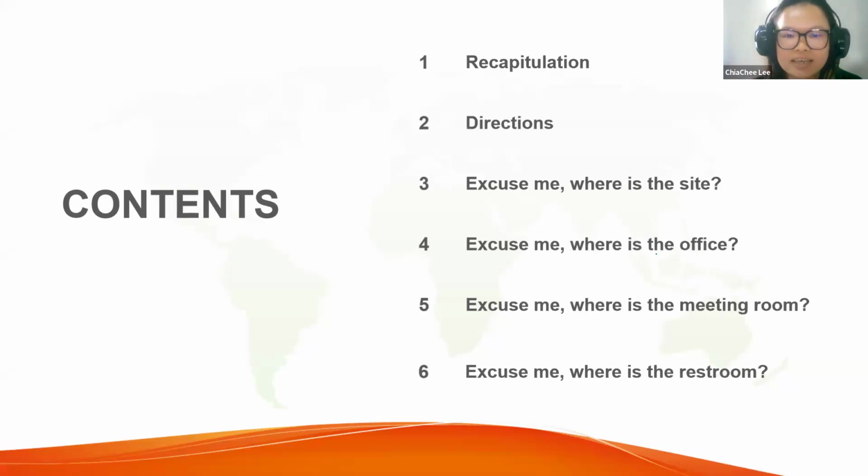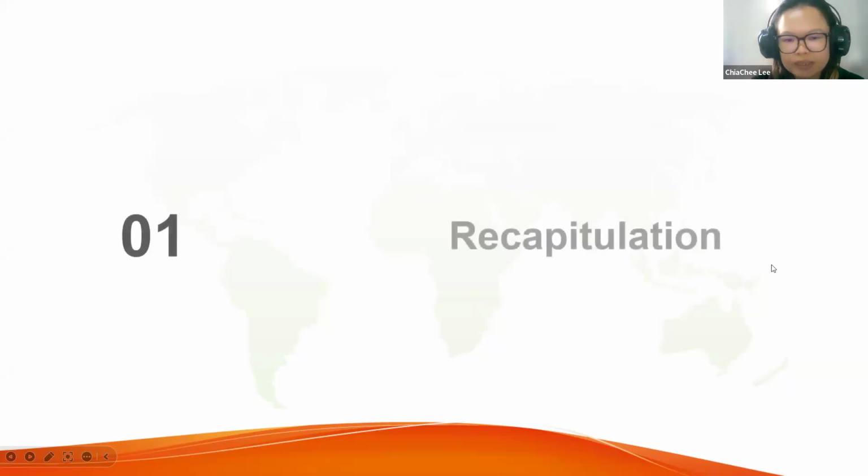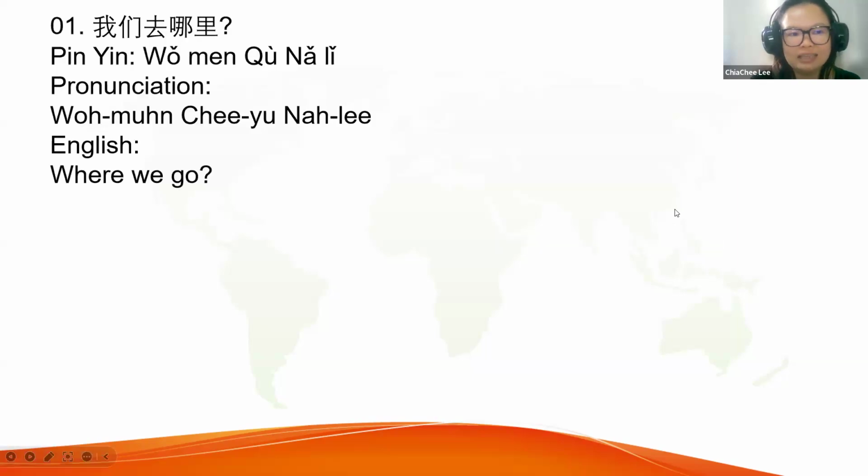Okay, these contents will summarize the flow of the data. We begin with our recap. Then we will move on to the directions. We have 3 pairs, altogether 6. And we try to answer the questions from our previous learning. We have, excuse me, where is the site? Where is the office? Where's the meeting room? And also, where is the restroom? Where's the toilet, basically. So yes, we begin with the recap. It's been like a month ago, and let's have a look at this question.